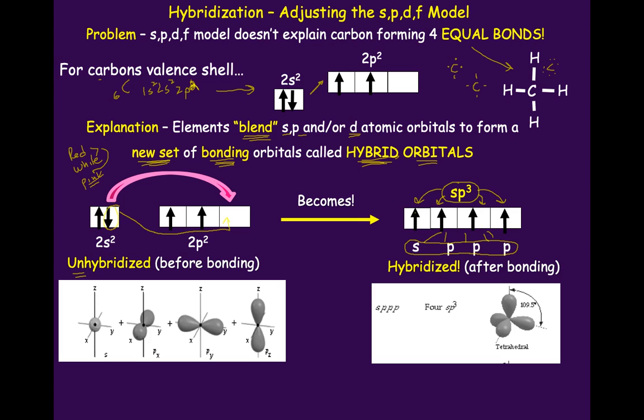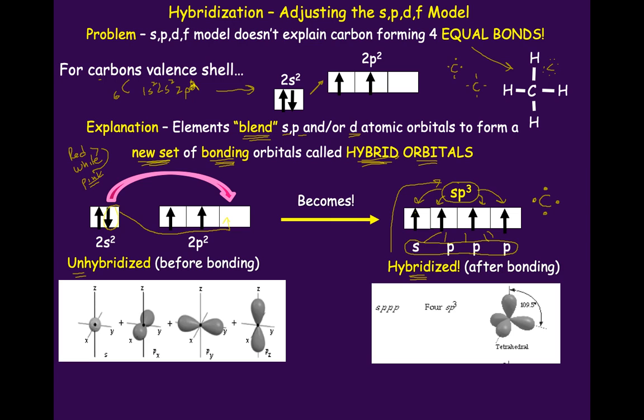So when carbon does this, we're going to say that carbon has 4 sp3 orbitals when it bonds, okay? So these are called sp3 orbitals. Each one of them is called sp3. It's no longer s and p. So that's called a hybridized orbital. Hybridization is the mixing of the s and p into sp3.